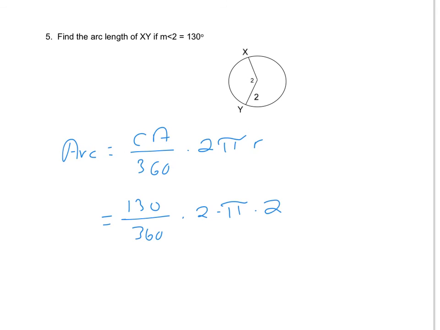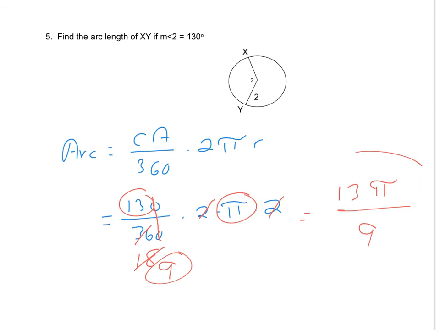Let's do some canceling. I'm going to cancel my zeros. I'm going to cancel my 2 with 36 and get 18. I'll cancel the other 2 with 18 and get 9. It looks like I have an answer of 13 pi. I got the 13 and the pi over what's left over, 9.